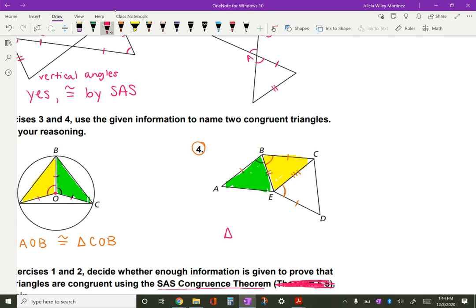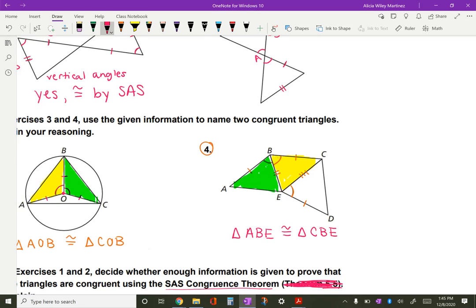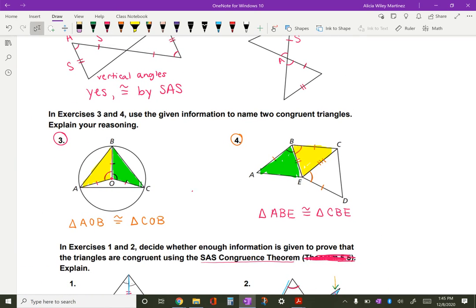So now naming these, making sure corresponding parts line up. I have A, B, E. When using side angle side, I like to put the included angle in the middle. When naming the triangles, it makes it a little bit easier. So since A to B corresponds with C to B, I'm going to go triangle C, B, E. And definitely both of these are congruent by side angle side. Okay, so those are all the examples that I have.